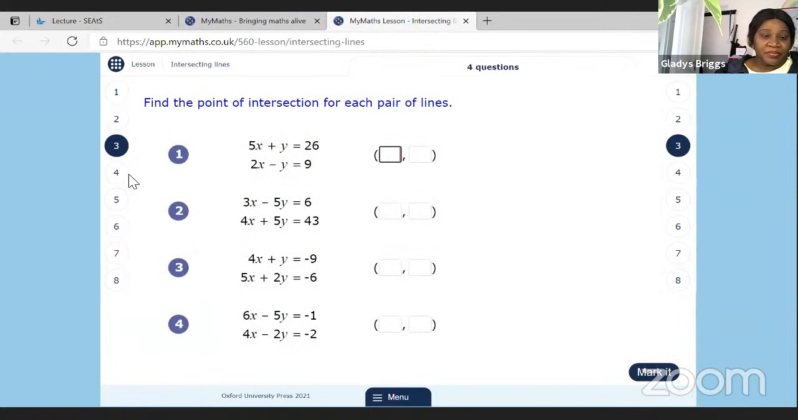Okay, so I'm going to get you now to do these ones for me. Have a go at question 1 and question 2 quickly now, okay? Let's see how well you remember what we did in foundation maths.